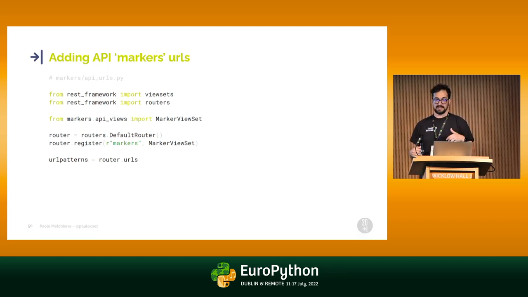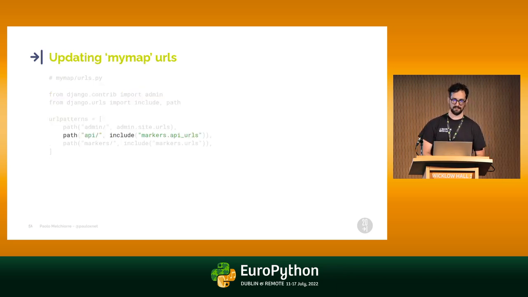So in the markers application, we define the URL of our new endpoint using the Django REST framework default router to create our path. And finally, we add the definition of the URL to our project. We add a new path for the API that includes the path specified for our markers app.